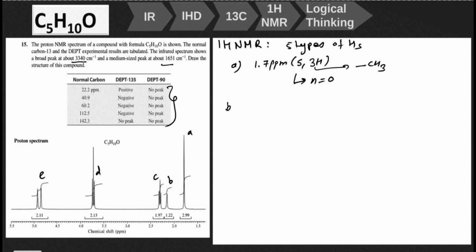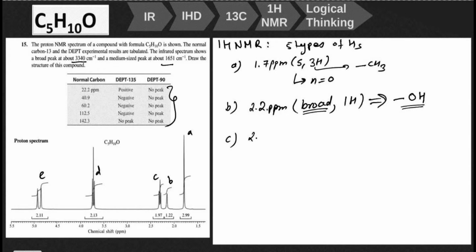Okay, now let's look at signal B, which is somewhere around 2.2 ppm. It looks like a broad signal, and it corresponds to 1 hydrogen. So this could belong to the hydroxy group. It is possible that it belongs to the hydroxy group. Now let's look at signal C, which is around 2.4 ppm, and this is a very sharp triplet, corresponding to 2 hydrogens. So a triplet means there are 2 hydrogens in the neighboring position, and this is a CH2 connected with a CH2, right? That's why it is showing a triplet.